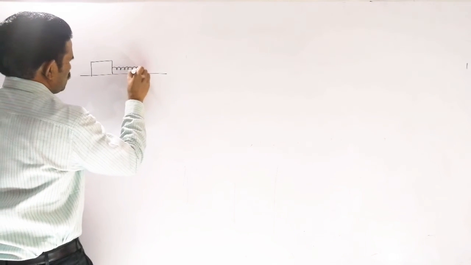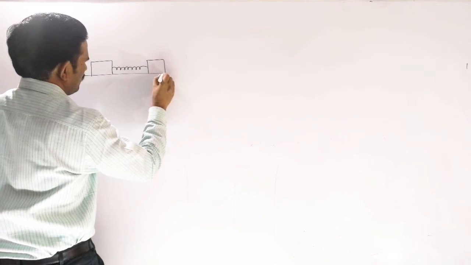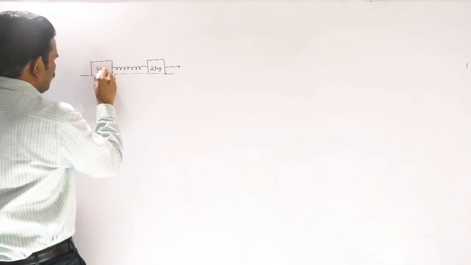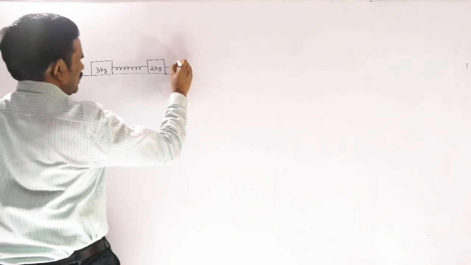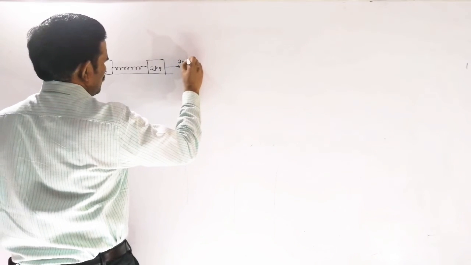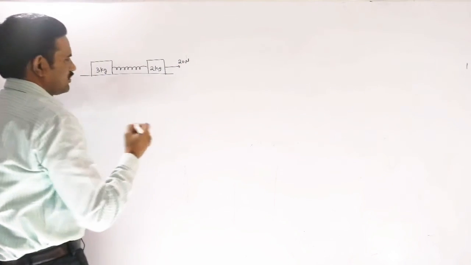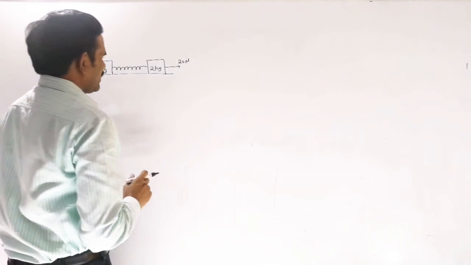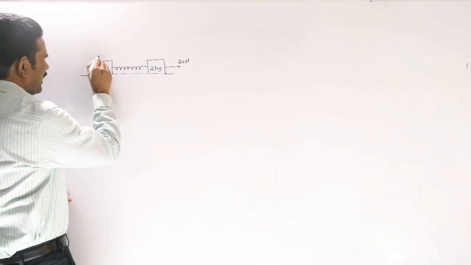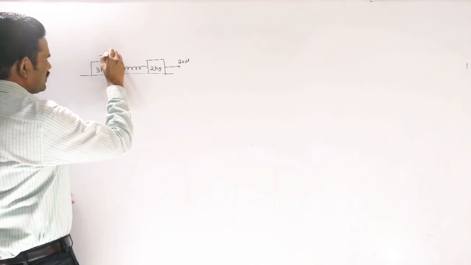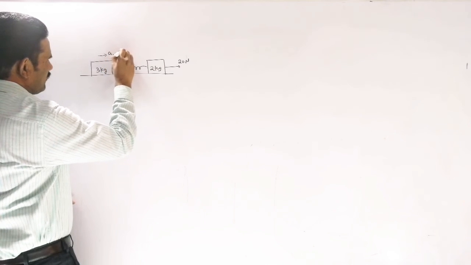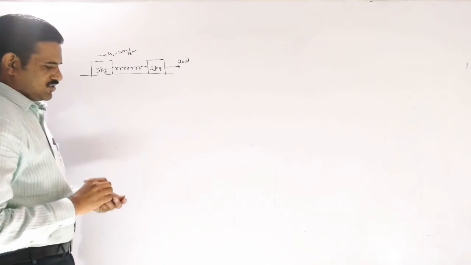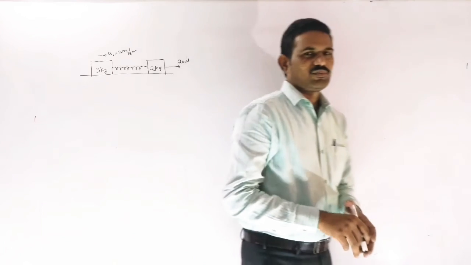Let us take one problem here. I am taking two blocks connected by a spring like this. Let us say this is 2 kg and this is 3 kg. And now we are applying a force of some 20 newtons here, right? The total force acting on that system is 20 newtons. Now we need to calculate, when the acceleration of this block is, say, 2 meter per second square, then find the acceleration of the 2 kg block. So write down that problem.